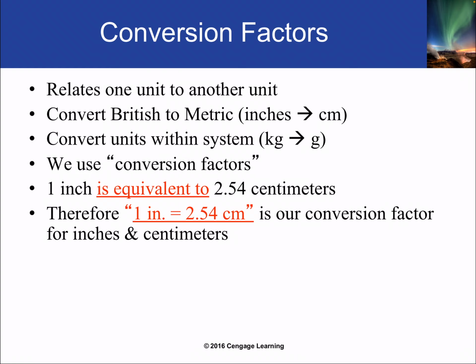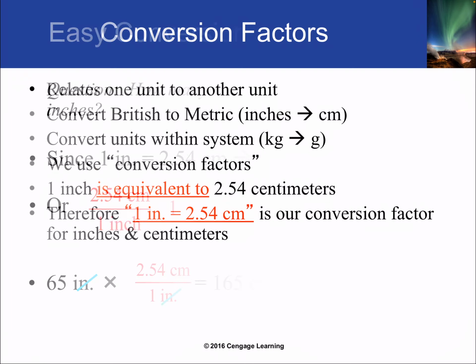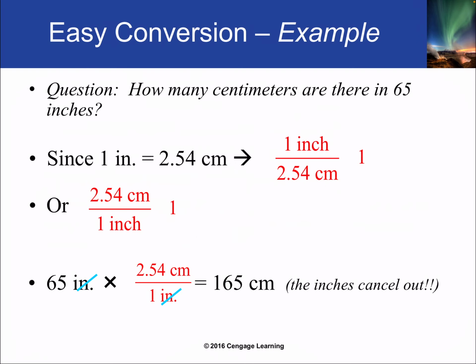Now, what I like to say is conversion factors can flip or flop depending on how you need them to be written so your units will cancel. So the first example we're going to look at deals with these two conversion factors. 1 inch equals 2.54 centimeters. As you can see in this example, you're asked how many centimeters are there in 65 inches.